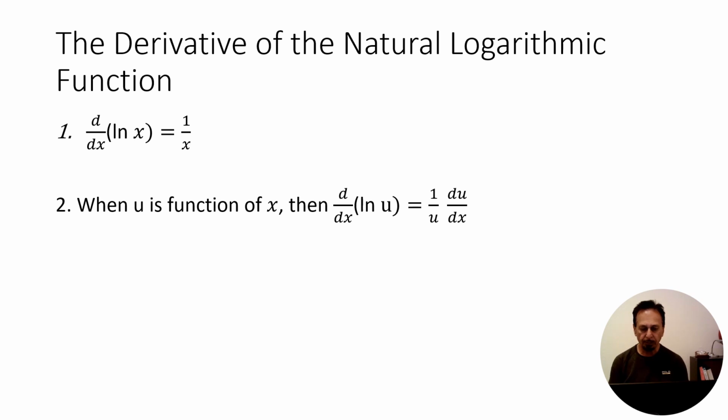The derivative of the natural logarithmic function. Number 1, the derivative of natural log of x is 1 over x. When u is a function of x, then the derivative of natural log of u with respect to x is 1 over u times the derivative of u with respect to x. So you have to apply the chain rule.